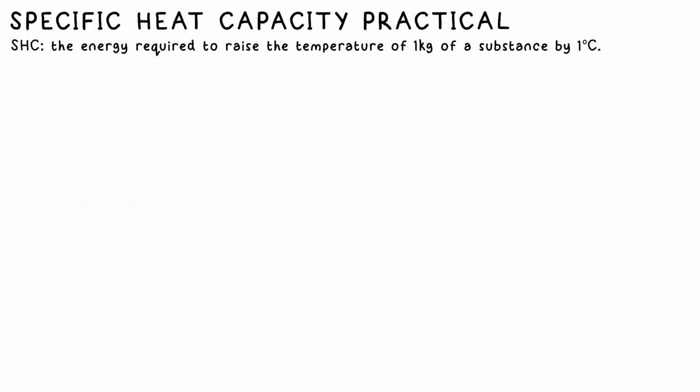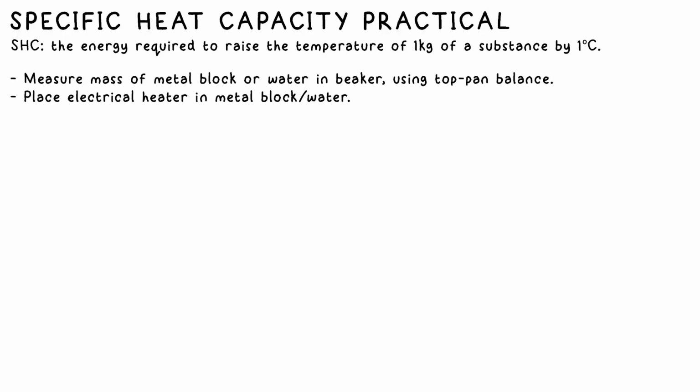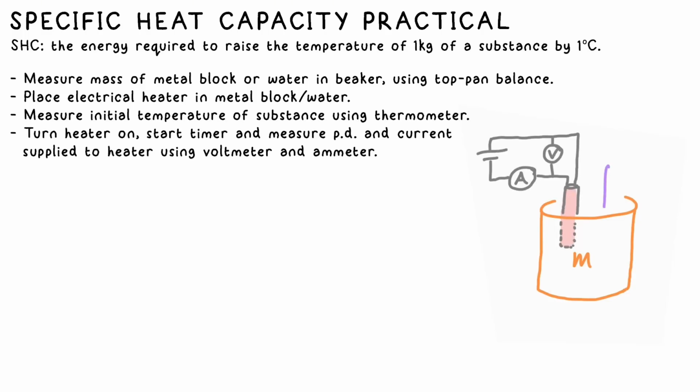This really does belong in the particles topic, but for some reason it's here, so we're going to cover it now. It's the specific heat capacity practical. We can find the specific heat capacity of a material by heating it up and measuring the change in its temperature. For example, we can use an electric heater that slots into cylinders made of different metals. We turn the heater on, use a voltmeter to measure the PD and ammeter to measure the current, and we multiply these to get power. More on this later, by the way.